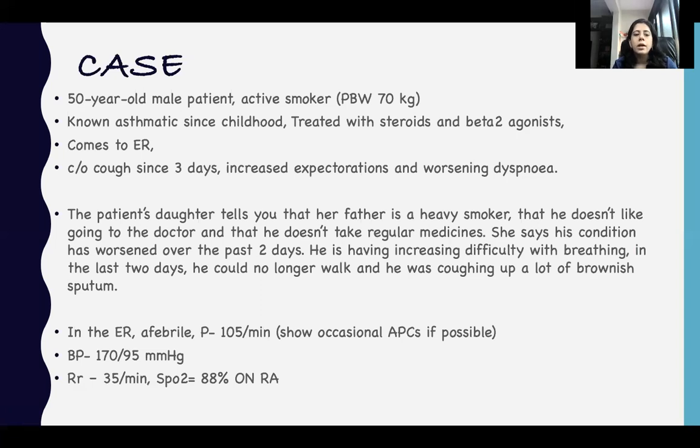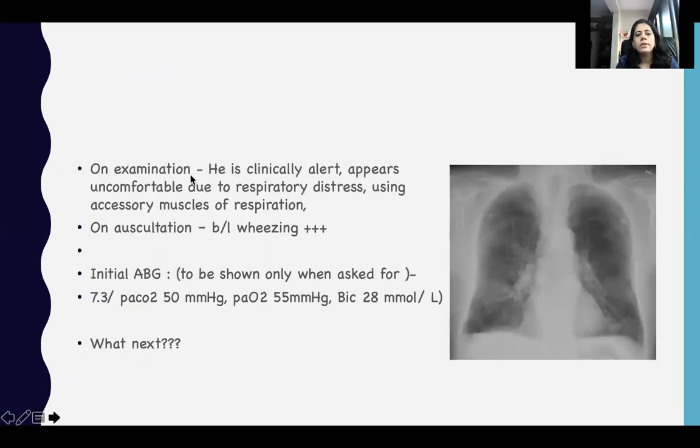In the ER, when you see him, he is afebrile with tachycardia and showing occasional atrial premature complexes, and the BP is 170 by 95 millimeters of mercury with tachypnea and a saturation of 88% on room air. When you examine him, he is clinically alert and he appears uncomfortable due to the respiratory distress, and is using accessory muscles of respiration. He has bilateral wheezing on auscultation, and the initial ABG shows a PaCO2 of 50 millimeters of mercury with a pH of 7.3 and a PaO2 of 55 millimeters of mercury with a bicarb of 28. So what would you do next in this patient?